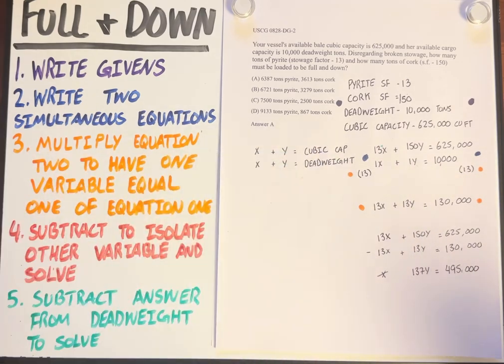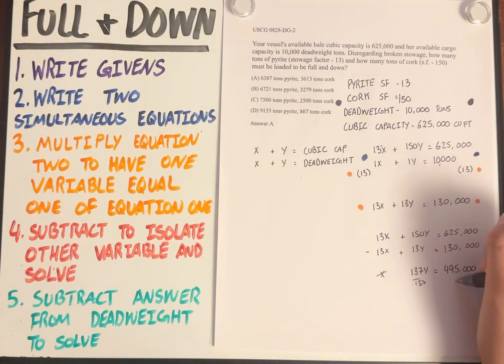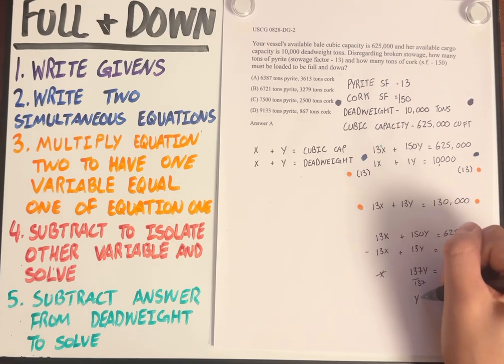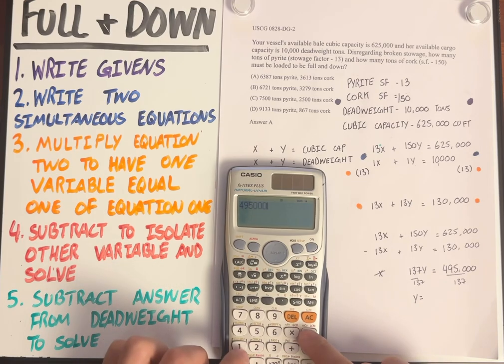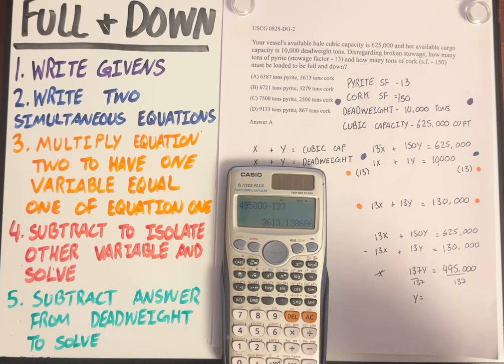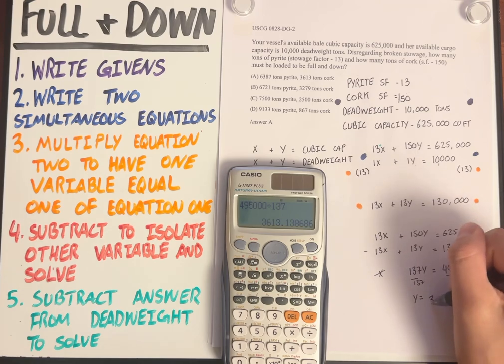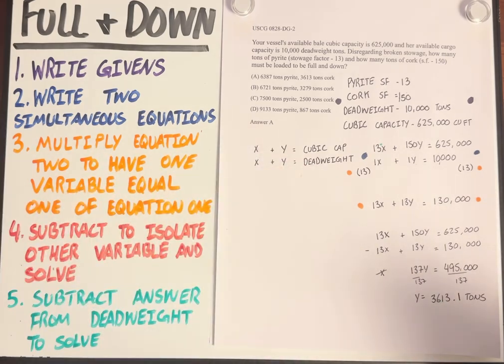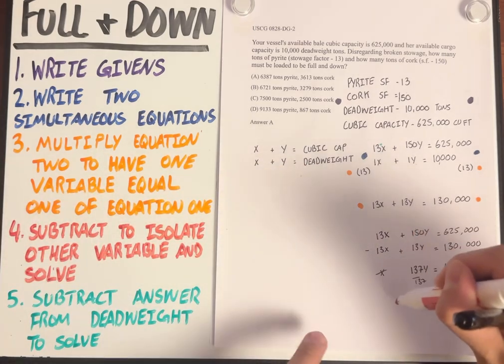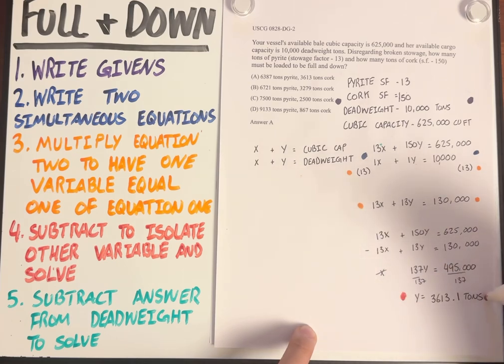So now, y being our cork cargo, we can isolate that. To get y by itself, we divide by 137 on both sides. Y equals 495,000 divided by 137, for an answer of 3,613.1 tons. So that was step 4. We just isolated our cork product to find our answer.